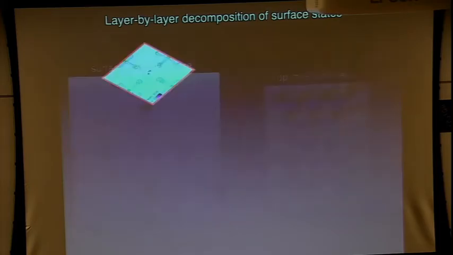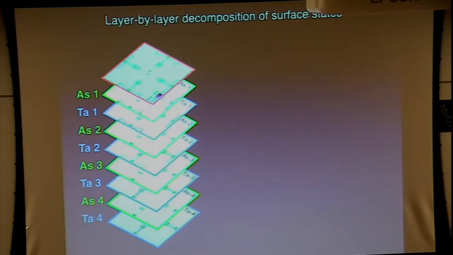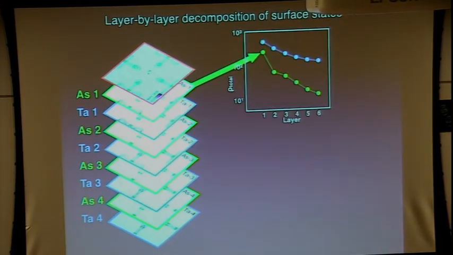Okay? So we went back and looked at, in the theory, a decomposition of the different states as a function of the depth into the sample. Okay? So we found that if you look at the arsenic states, and you go deep into the sample, you see that the arsenic states are relatively localized near the surface. This is a log plot, where the tantalum states are very delocalized into the bulk of the sample. Okay, so this comes from the fact that you have 90% of the weight of the Weyl points in this compound come from the tantalum states.